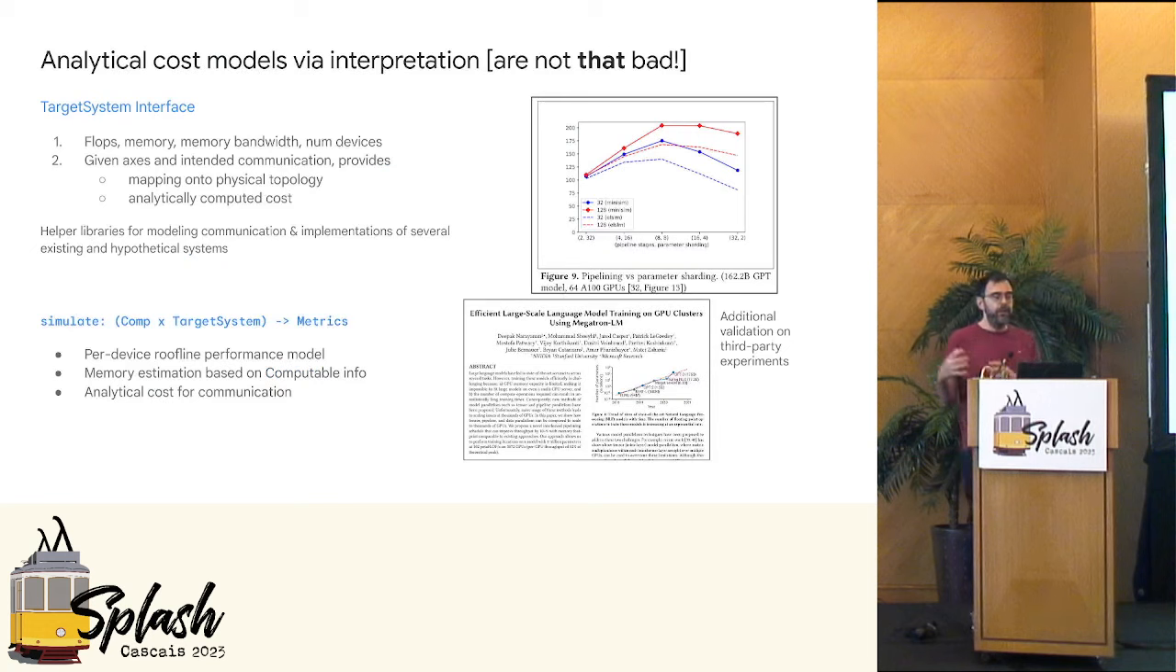Now, if you take this kind of little DSL and in addition, on the other hand, you expose a target system interface, basically an interface that tells you how many flops you have per device, how much memory you have per device, what memory bandwidth you have per device, the number of devices, and also a way to map the software parallelism axis into the physical topology axis, and an analytically computed cost, then you could actually simulate these programs, these strategies, very easily by just writing an interpreter.